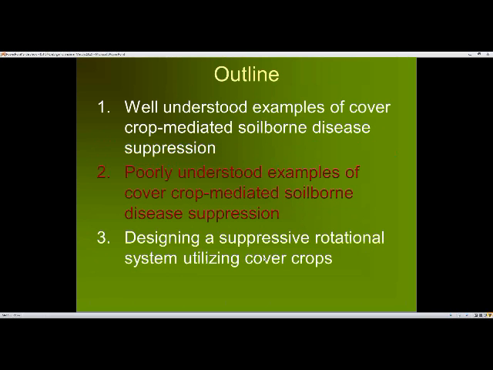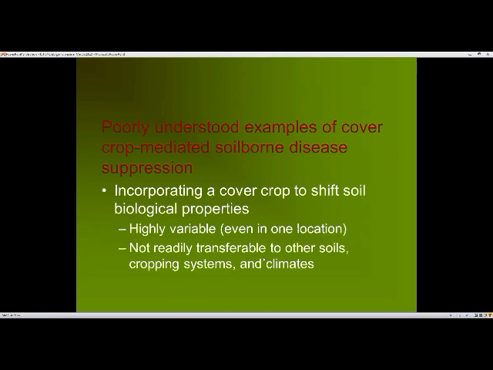So to move on to what I consider to be poorly understood examples of cover crop mediated soil-borne disease suppression. And what do I really mean by that? Well, as opposed to what I talked about before, where we really understood the mechanism, you know, improving soil physical properties, creating a barrier, or wearing out your pathogen, what I'm going to talk about now is when you're incorporating a cover crop and you're not really sure what the mechanism is or what the impact of that cover crop incorporation is on the pathosystem in the soil.